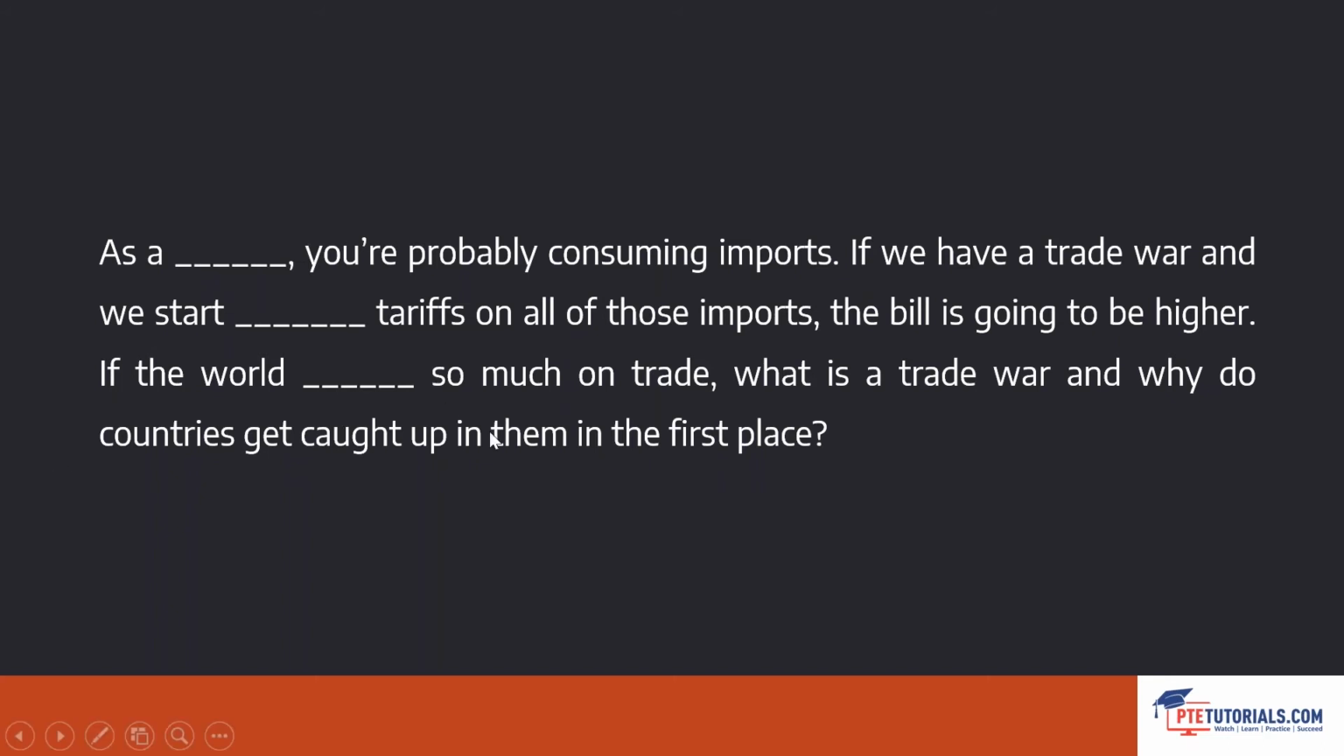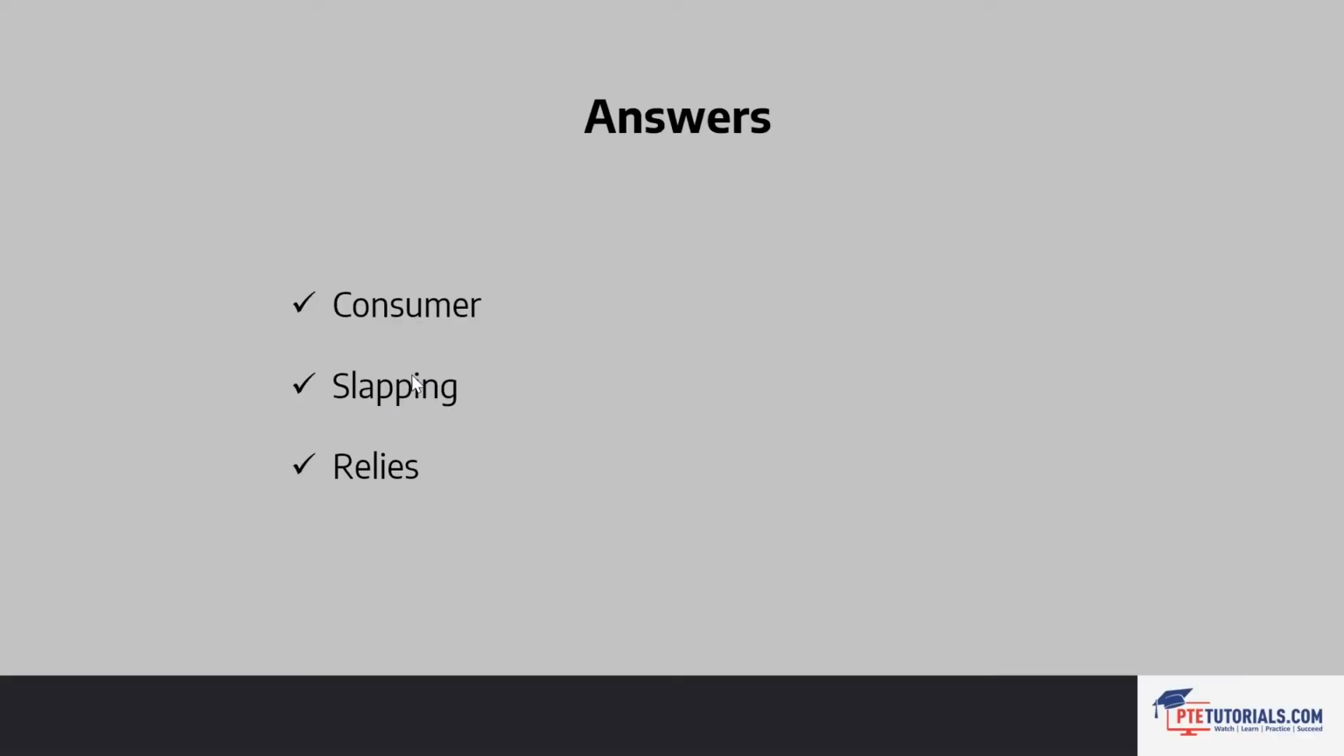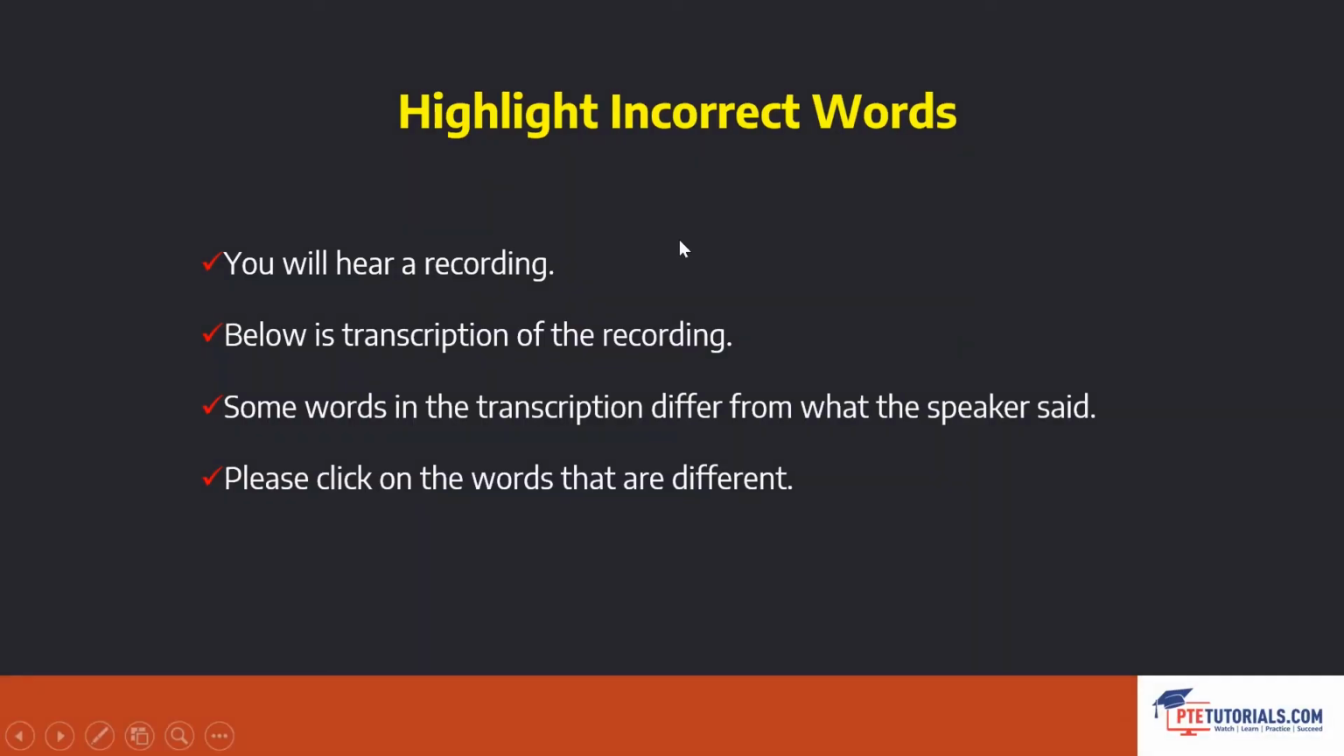Okay. If the world relies so much on trade, we start slapping and as a consumer. Consumer, slapping and relies are the answers. Next, highlight incorrect words. Is the audio clear now? Of course, the audios themselves are weird audios, meaning they are a bit fast and with different accents.